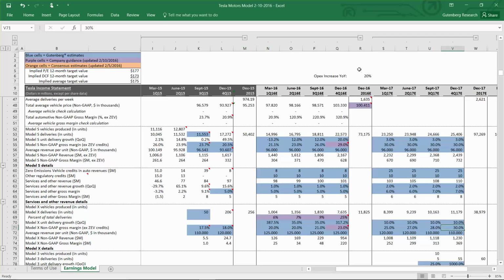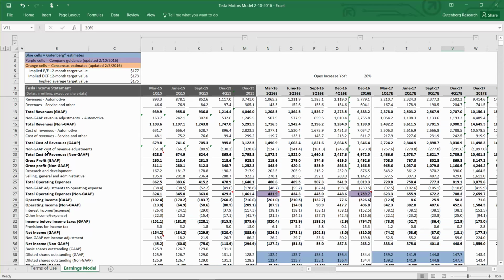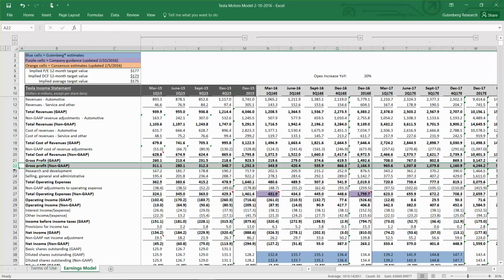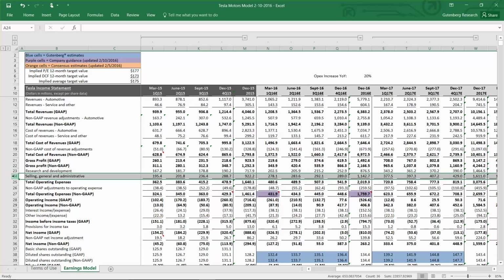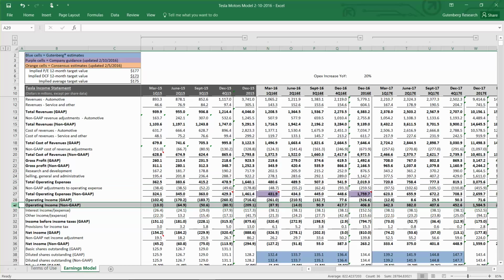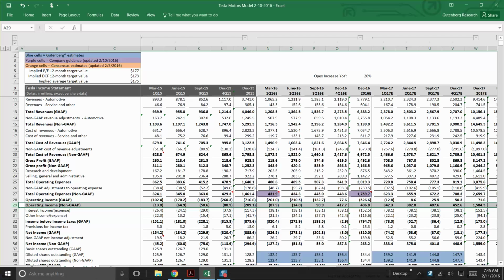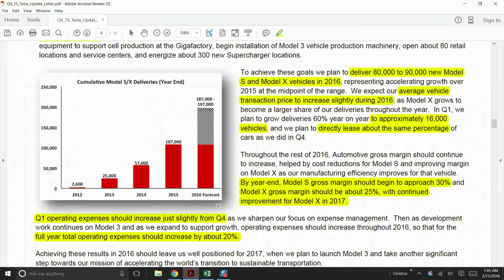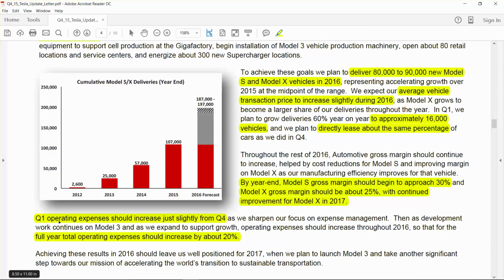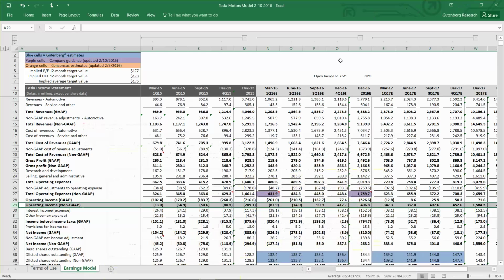So that takes us down to the gross profit line on the income statement. And from there, we just have R&D and selling and general and administrative expenses to get back to our total operating income line. And for the operating expenses, management did give some good guidance here. So they said that for Q1, operating expenses should increase just slightly from Q4. And the full year operating expenses should increase by about 20%. And that's to reflect the fact that they're going to be ramping the Model 3 development at that point.